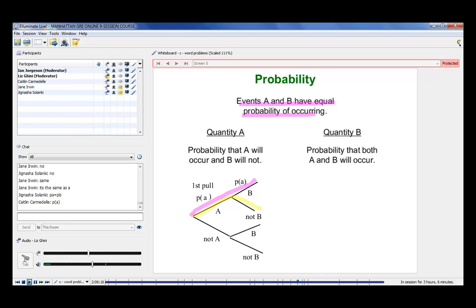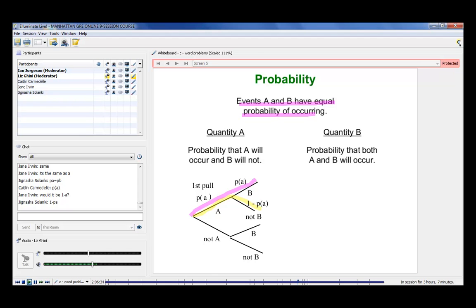All right. If the probability of B is A, what's the probability of not B? It would be, yeah, Jane has it. It would be 1 minus A, and Ignatia, 1 minus, all right? 1 minus the probability of A.